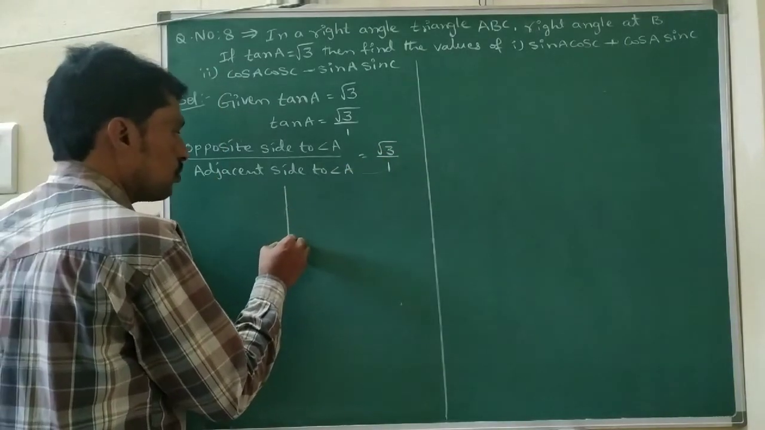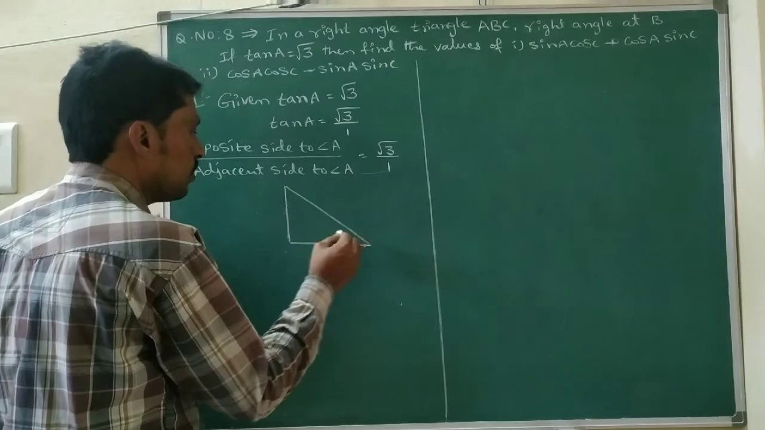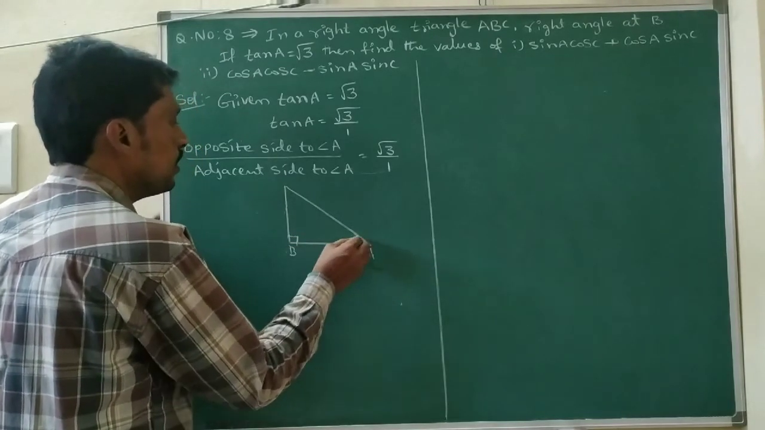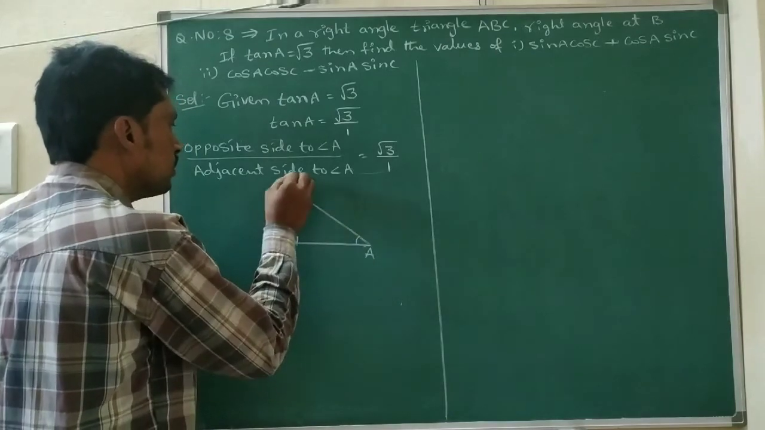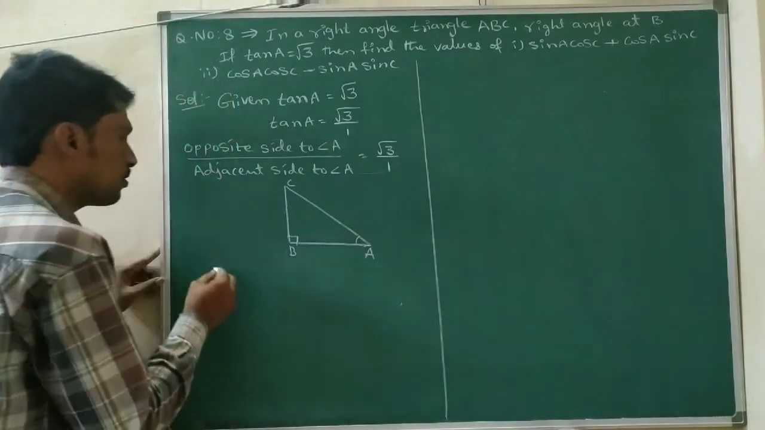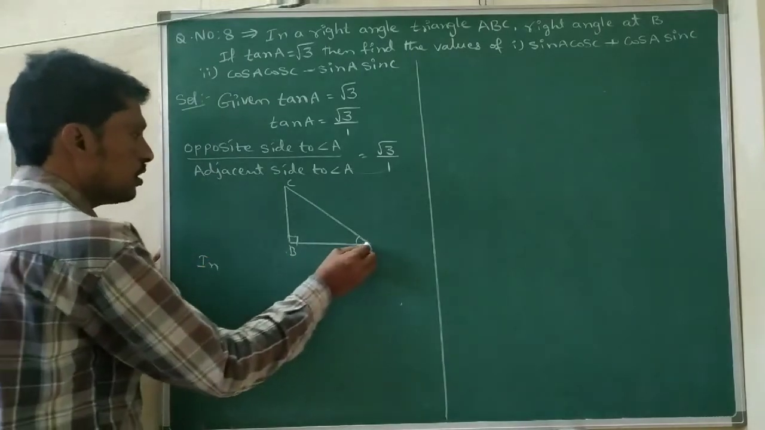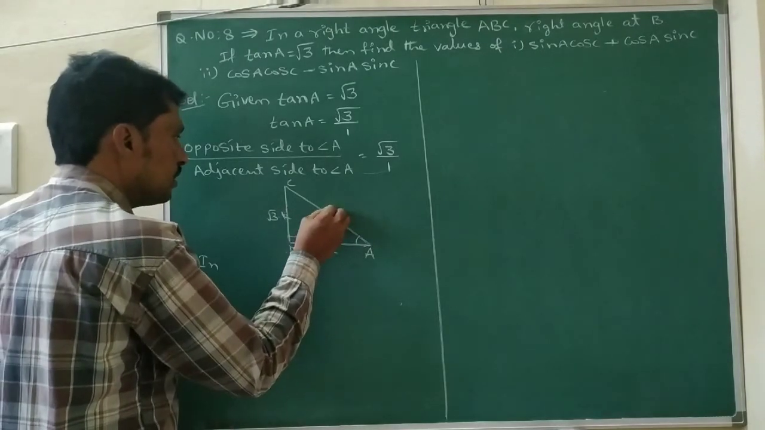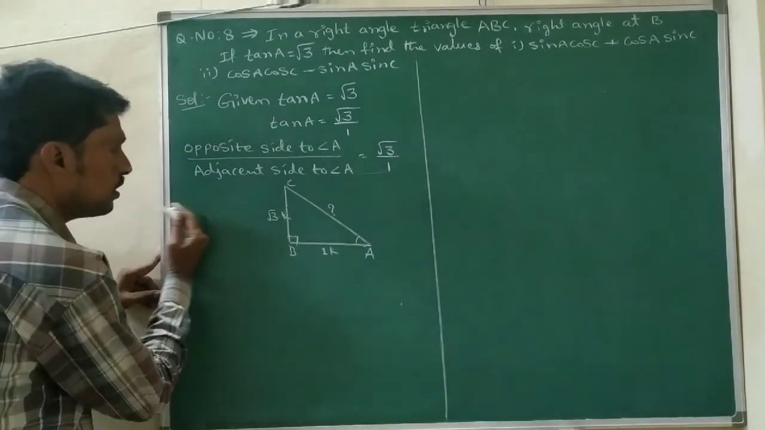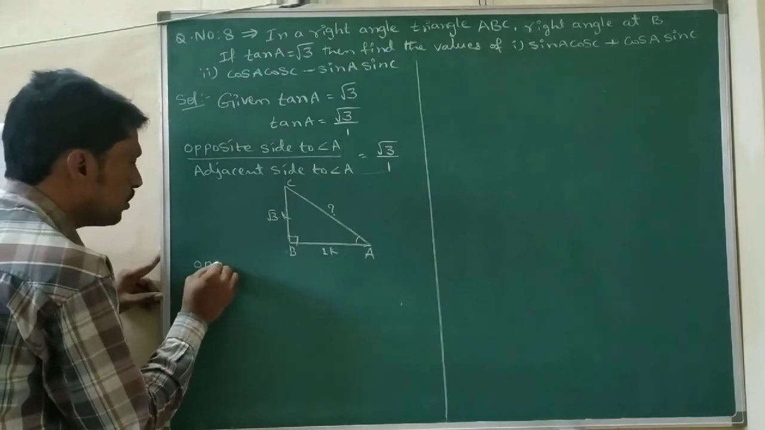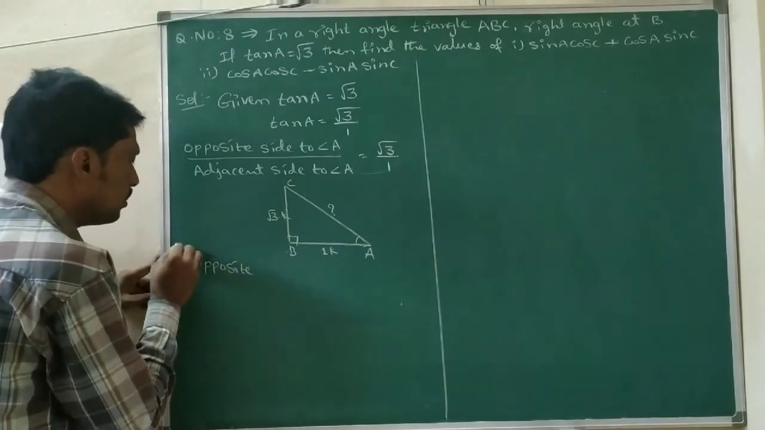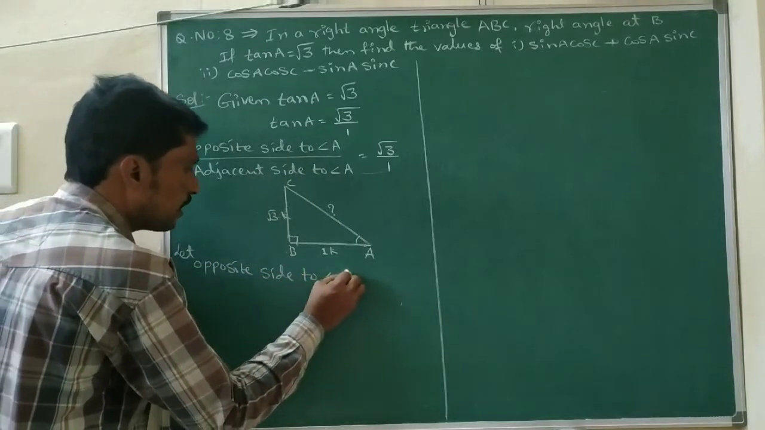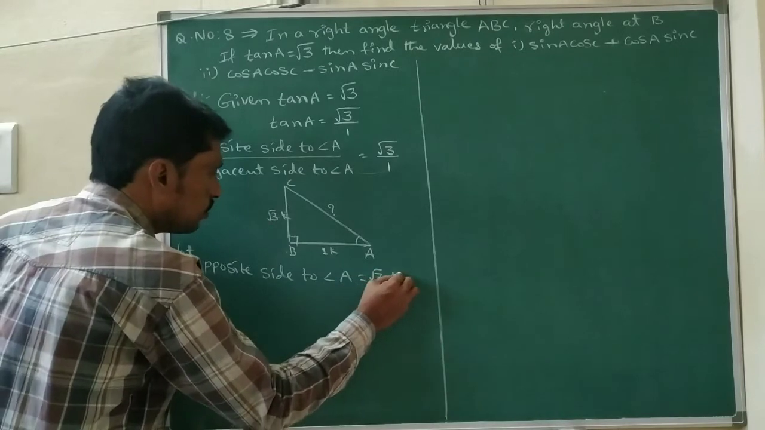Right angle triangle. So ABC is the right angle triangle. So right angle at B. This is making the angle A here. So this is opposite, this is adjacent, this is the hypotenuse. So this one we need to take root 3 into K. This is 1K. And this is the question mark. So here you can take it opposite side. Let opposite side to angle A equal root 3 into K.